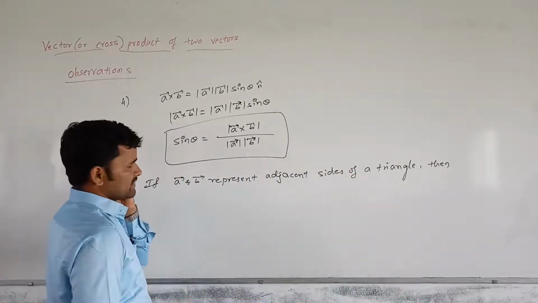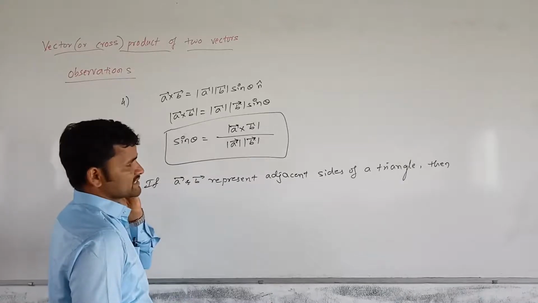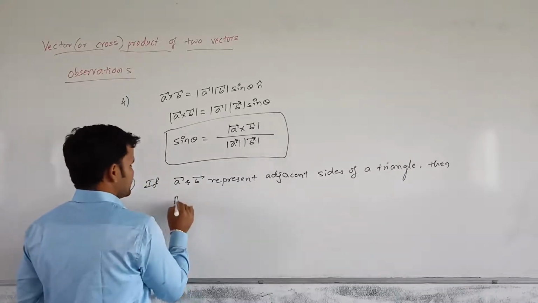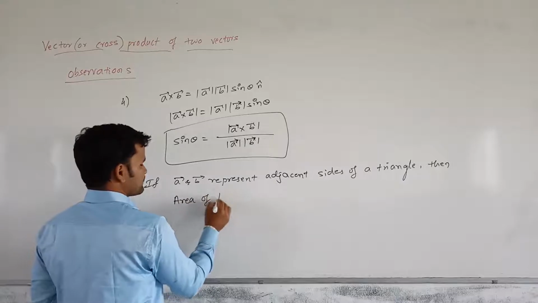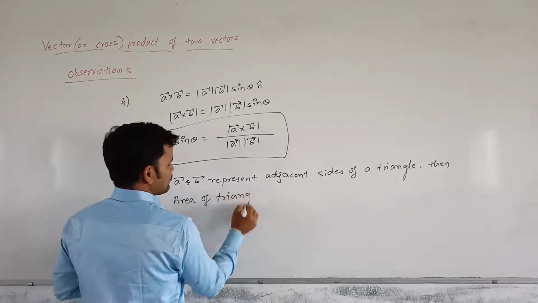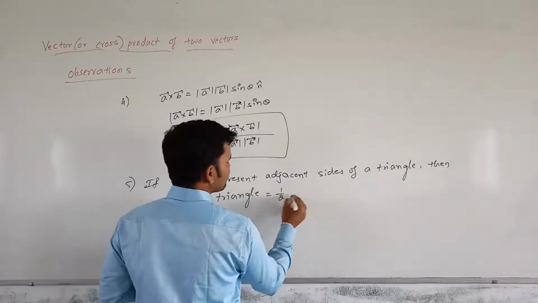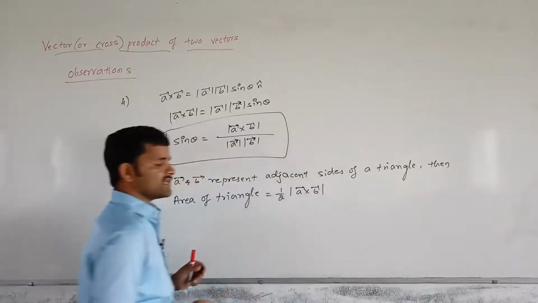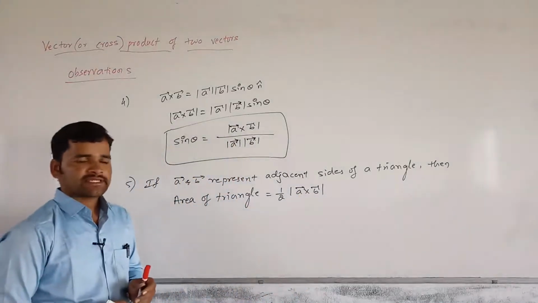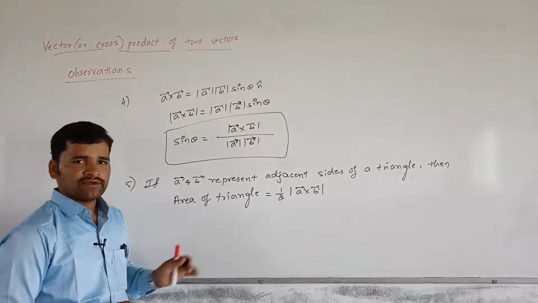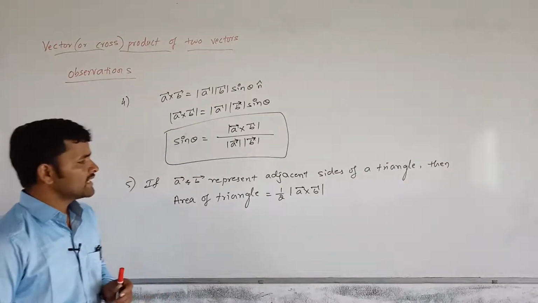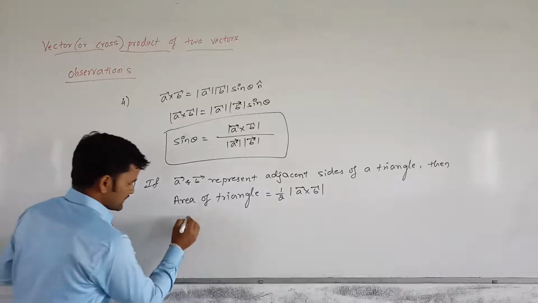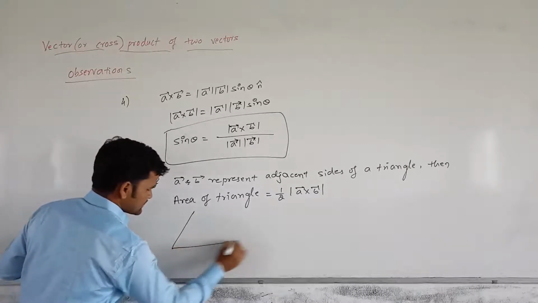If a and b represent adjacent sides of a triangle, then the area of the triangle is equal to half into magnitude of a cross b. Half into magnitude of a cross b. This one you should remember. I will prove how. See, I will consider a triangle. Let us consider a triangle like this.